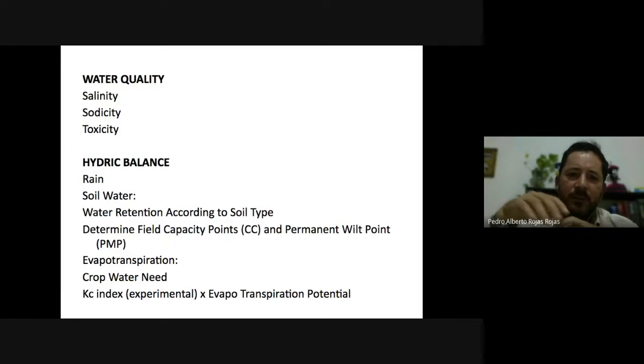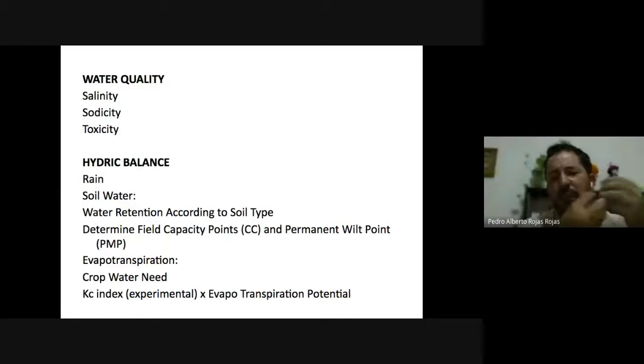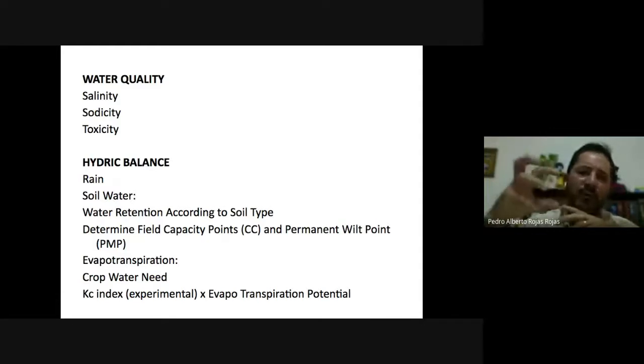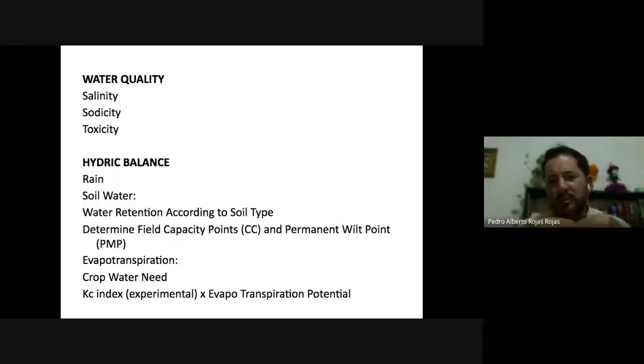So there is another concept, evapotranspiration, which is the water the crop needs to have a good development. And the KC index, which is a unit that we obtain to make the schedule of the watering in the crops. This index is obtained from the FAO registers, and we make a multiplication by the evapotranspiration, and we obtain the quantity of water to apply in a crop.